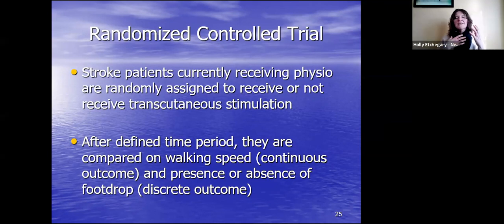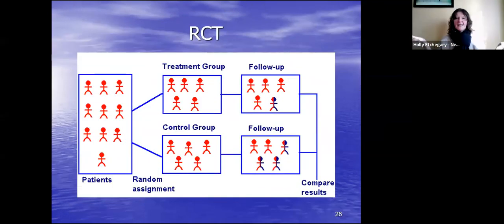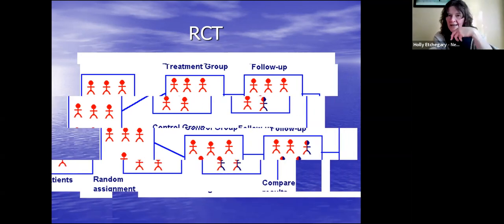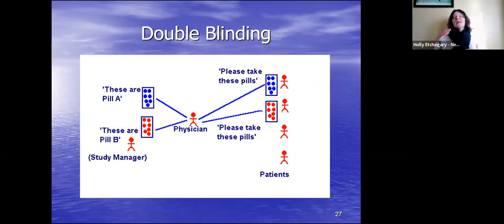So we're going to randomly assign some of these patients, all of whom are getting physio, to get this particular TENS therapy or not. Again, here's our famous little graphic. We have our patients over here. They're already defined. We know who they are. They're being randomly assigned to these different groups. We follow them up and compare the results, whatever our outcome is. Here it's the walking speed and the foot drop.